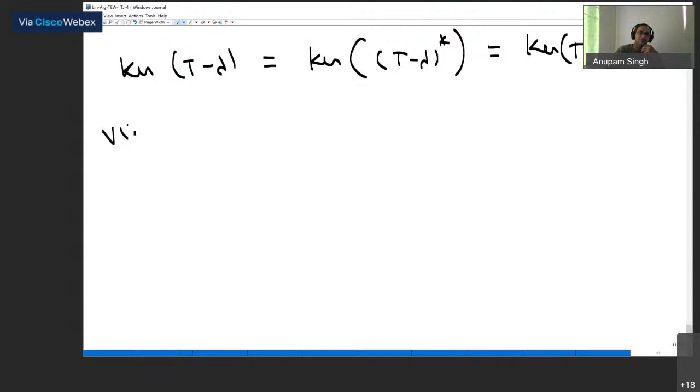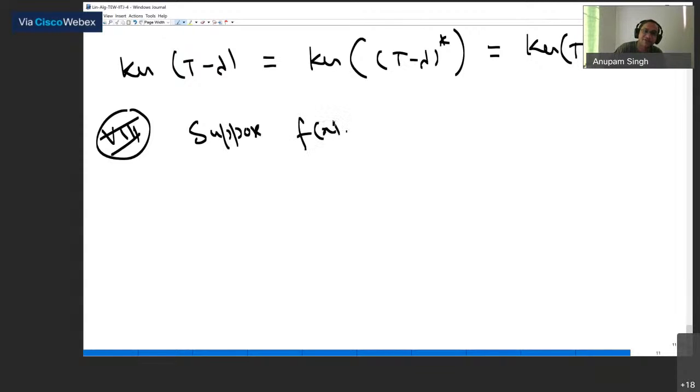Okay, so let's prove the property 8. Property 8 is also interesting. This is where I was saying that I will use some property of polynomials. So suppose I have two polynomials, f(x) and g(x) in F[x], and I assume that f and g are coprime.